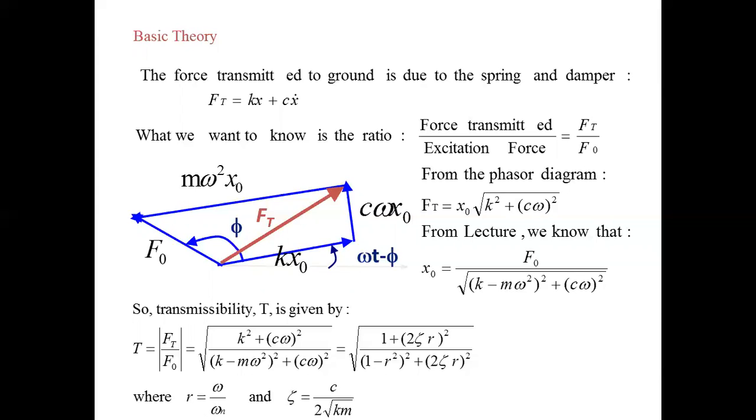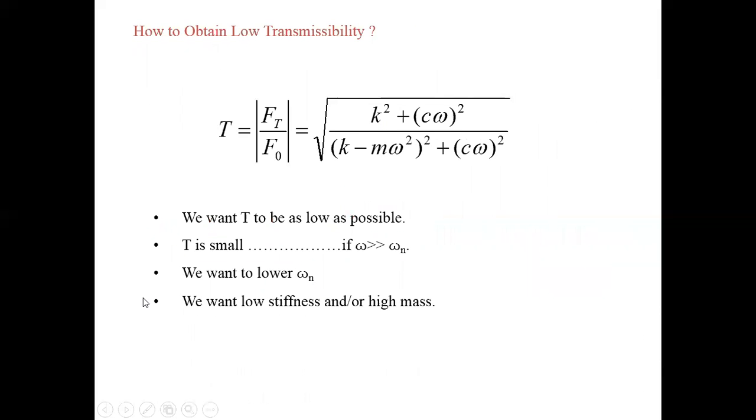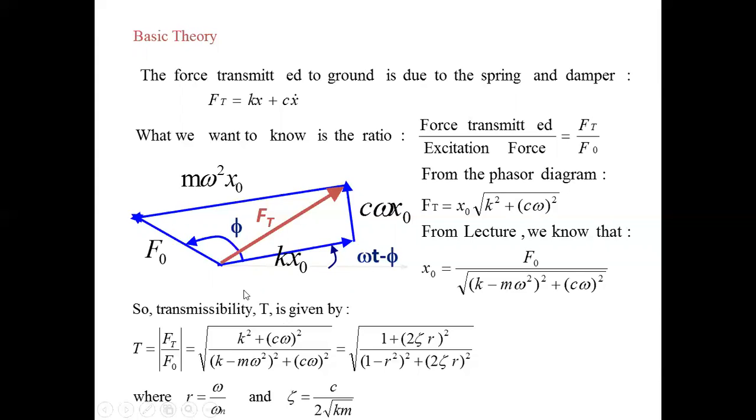What percentage of force can be transmitted by the system is given by Ft by Fo, which is equal to under root k square plus c omega square divided by (k minus m omega square) whole square plus c omega square. And if we put the value of zeta, we can find under root 1 plus (2 zeta r) whole square divided by (1 minus r square) whole square plus (2 zeta r) whole square, where r is omega upon omega n and zeta is c upon under root 2 km.